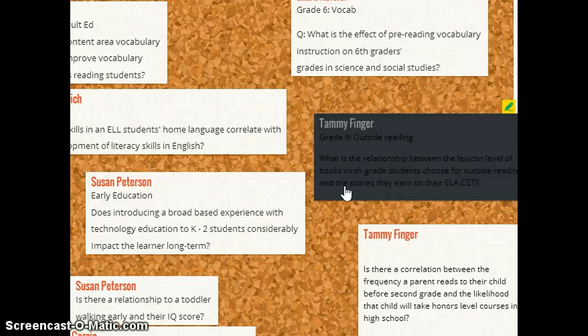So you could change this to: what is the relationship between the lexicon level of the high school core curriculum and ELA scores? So you could change it to make it a little broader. This one's a little specific.